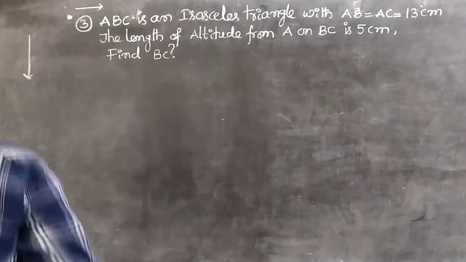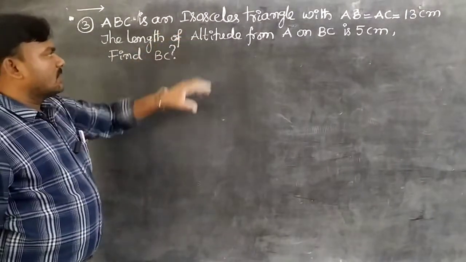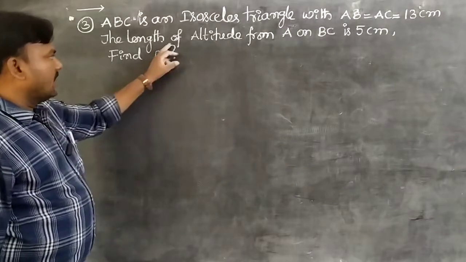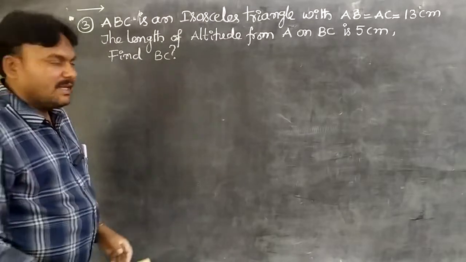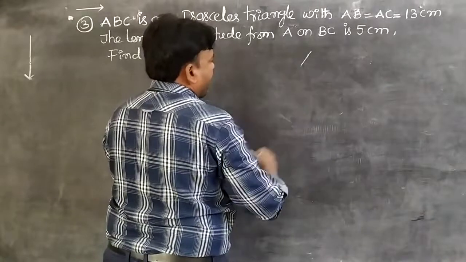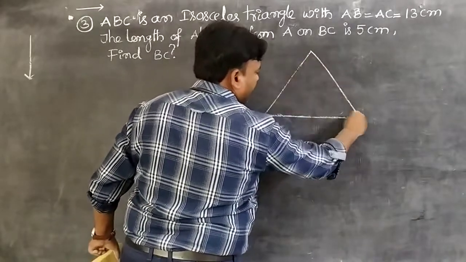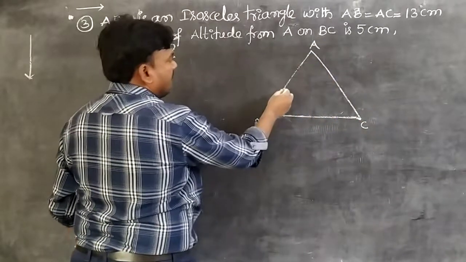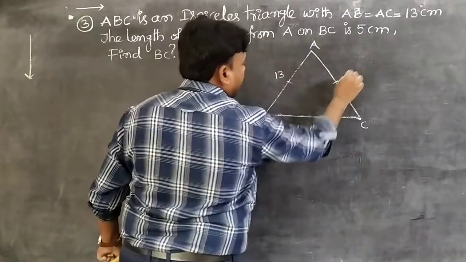Observe, students, the third problem is also very important. ABC is an isosceles triangle with AB equal to AC equal to 13 centimeters. The length of the altitude from A on BC is 5 centimeters. Find BC. Draw a diagram aside. This is A, B, C. AB equals AC, this is 13 centimeters, this is also 13 centimeters.